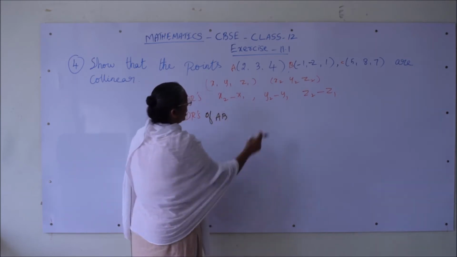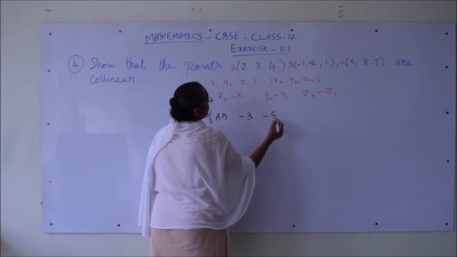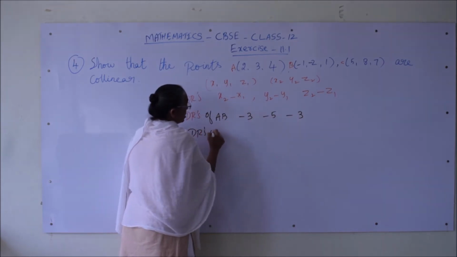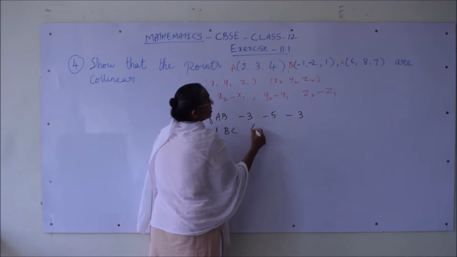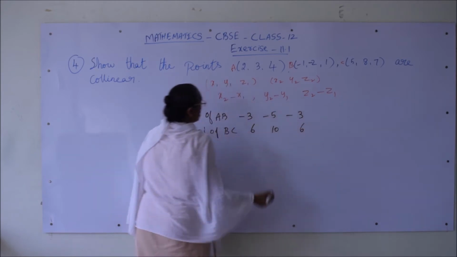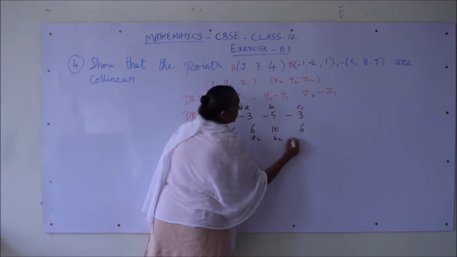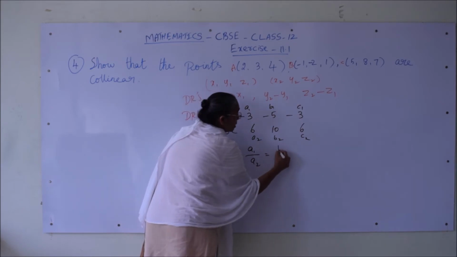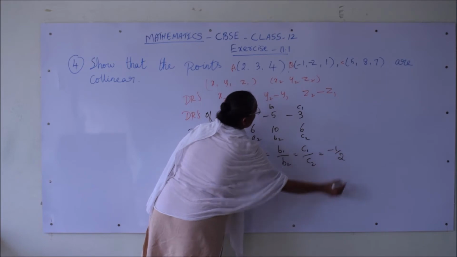x2 minus x1: minus 1 minus 2 is minus 3, minus 2 minus 3 is minus 5, 1 minus 4 is minus 3. Next, the DRs of BC: 5 minus of minus 1 is 6, 8 minus of minus 2 is 10, 7 minus 1 is 6. Suppose these are A1, B1, C1, A2, B2, C2. So we will get A1 by A2 is equal to B1 by B2, which is equal to C1 by C2, which is nothing but minus half.